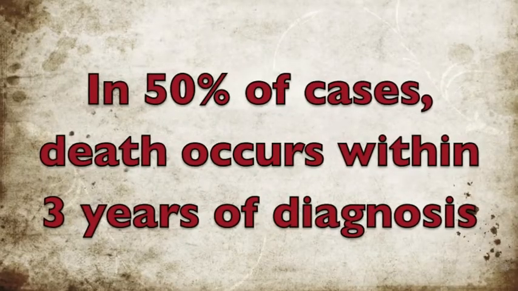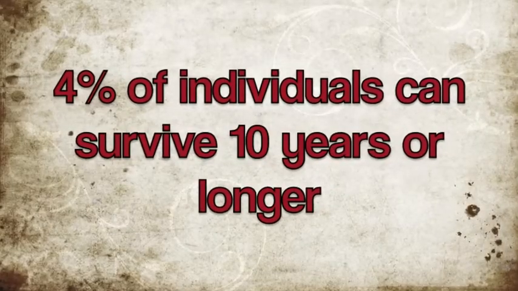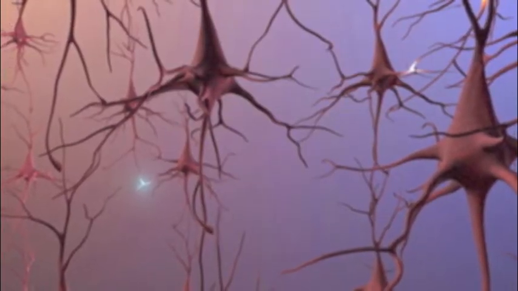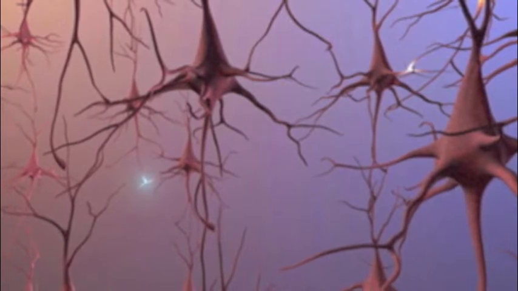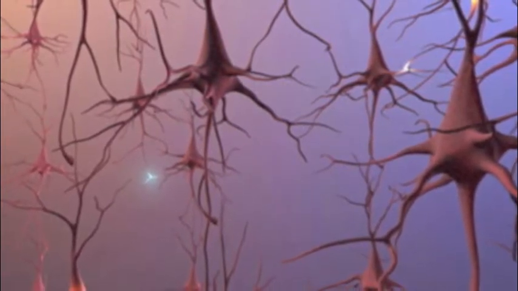In 50% of cases, death occurs within 3 years of diagnosis, and 4% of individuals can survive 10 years or longer. ALS is the most common motor neuron disease. 1 to 2 out of every 100,000 individuals develop ALS each year.